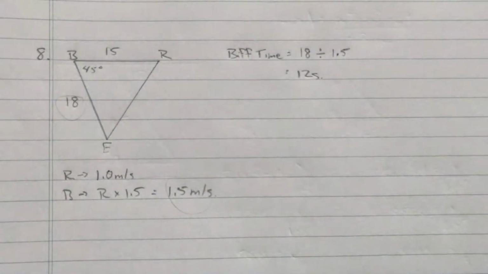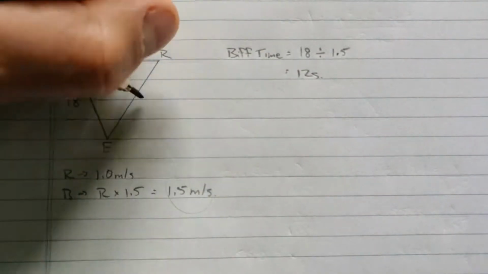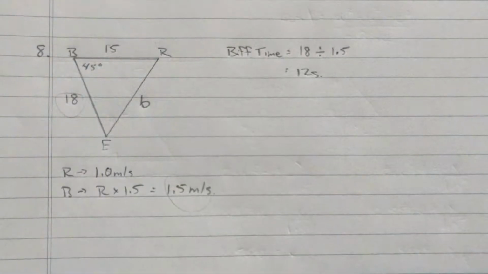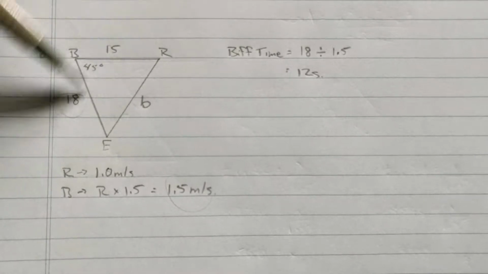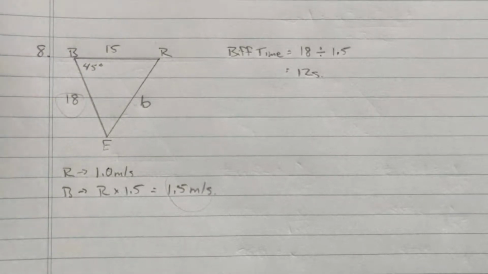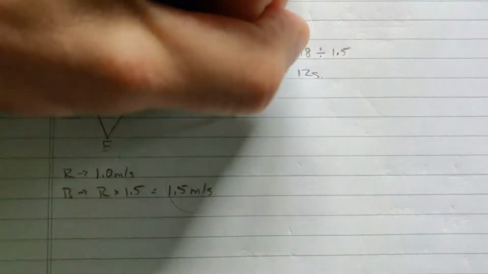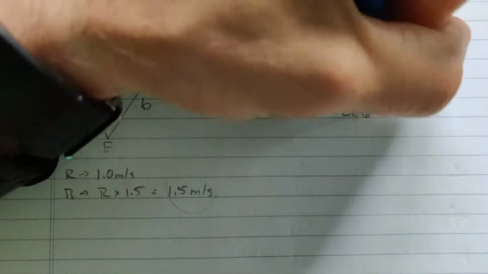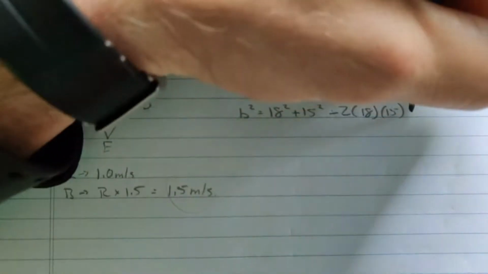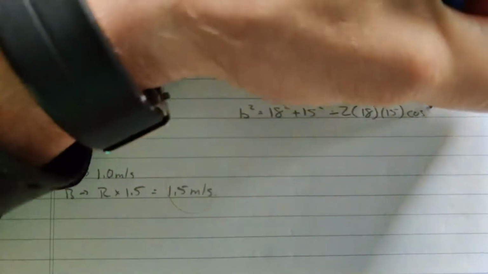Now in the case of Rocco, we know how fast he goes, but we don't know how far. So we've got to find out how far. We'll call this side b. In the triangle, we've got to find side b. Side b can be found using the cosine law. We have an angle in between two sides. So we'll start with the cosine law: b squared equals 18 squared plus 15 squared minus 2 times 18 times 15 times the cosine of 45.